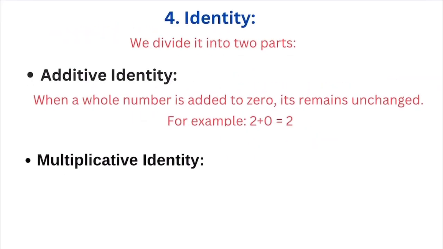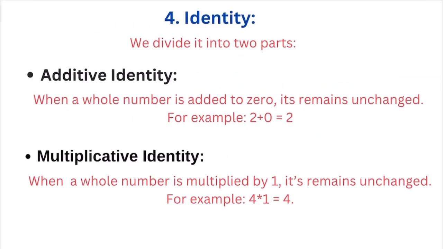Now identity. We divide identity into two parts: additive identity and multiplicative identity. So what is additive identity? When a whole number is added to 0, it remains unchanged. For example, 2 plus 0 is equal to 2. You add any whole number to 0, it always remains unchanged, right? And for multiplicative identity, when a whole number is multiplied by 1, it remains unchanged. For example, 4 product 1 is equal to 4. It is a very easy and interesting property, right?